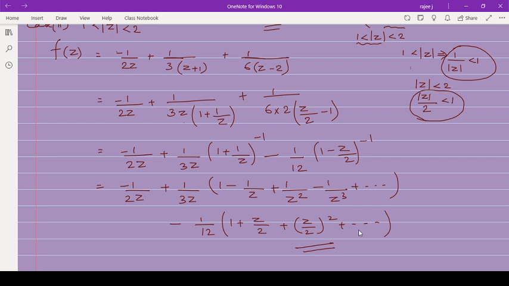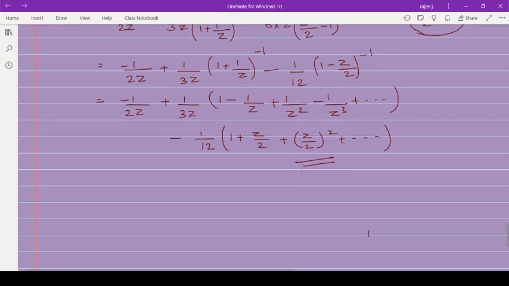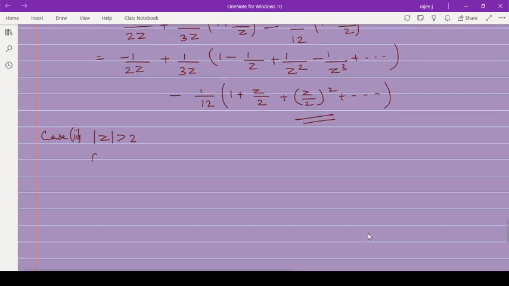Now the third case is mod of z is greater than 2. Okay, case 3 is mod z greater than 2. In that case, f of z will be, first term as it is minus 1 by 2z plus second term 1 by 3 into, we know it is 1 plus z, and third term is plus 1 by 6 into z minus 2. This is our f of z.